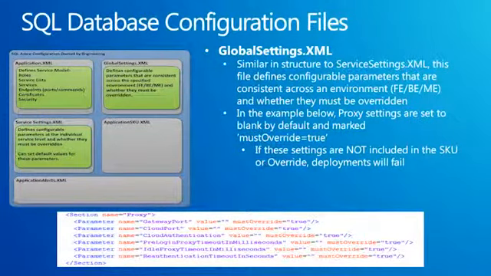The Global Settings XML file has a similar structure to each of the Service Settings XML files, but contains the configurable parameters that are consistent across the entire environment. Like their equivalents in the Service Settings XML file, they also indicate whether or not they must be overridden. An example presented below are some settings that are generally considered to be local settings, such as the gateway and cloud ports used below.